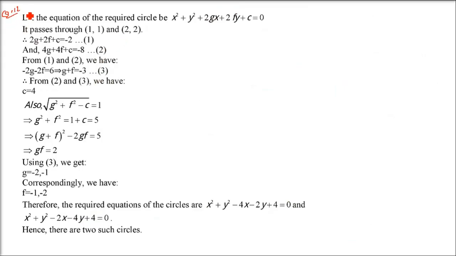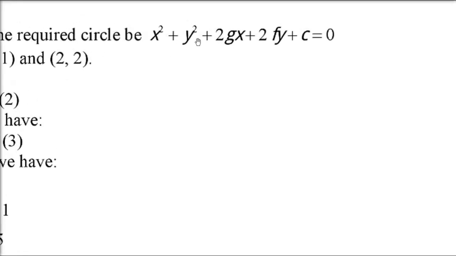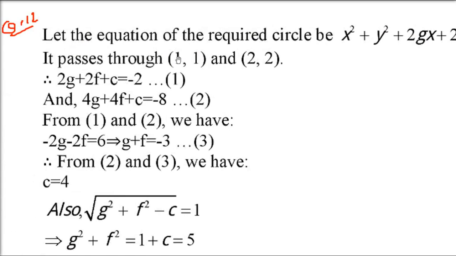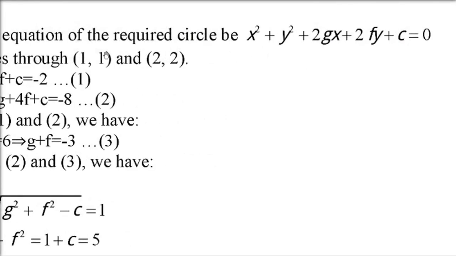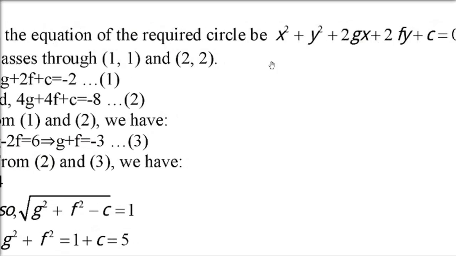Then question number 12. Find the equation of the circle which passes through the points 1, 1 and 2, 2 and whose radius is 1. Show that there are two such circles. First thing you have to do is assume this is the equation of the circle. Then it is passing through 1, 1 and 2, 2.